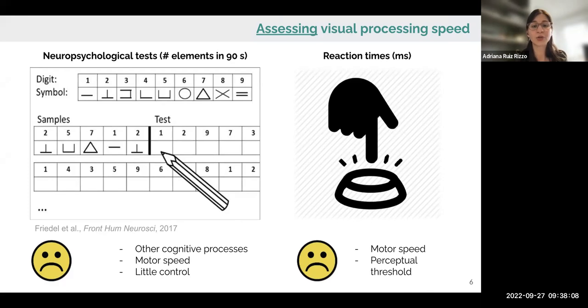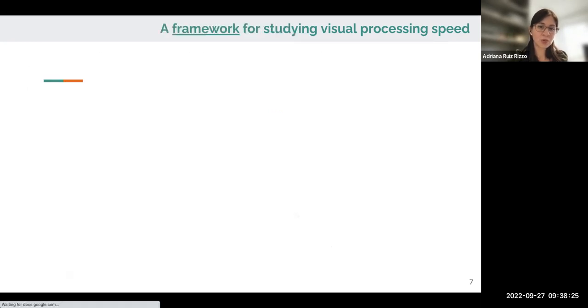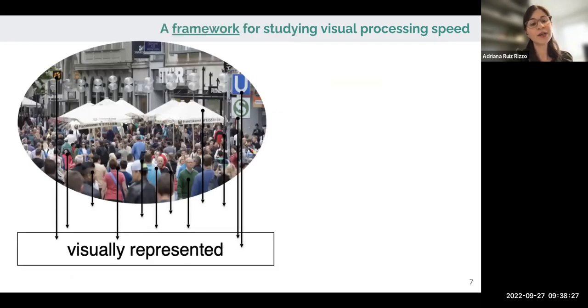And also, we have little control over the perceptual threshold, or how much time somebody needs to actually be able to see a stimulus. So if we want to accurately measure visual processing speed, we need more precise measures or more precise tools. And to do this, we can turn to a theoretical framework to study visual processing speed.